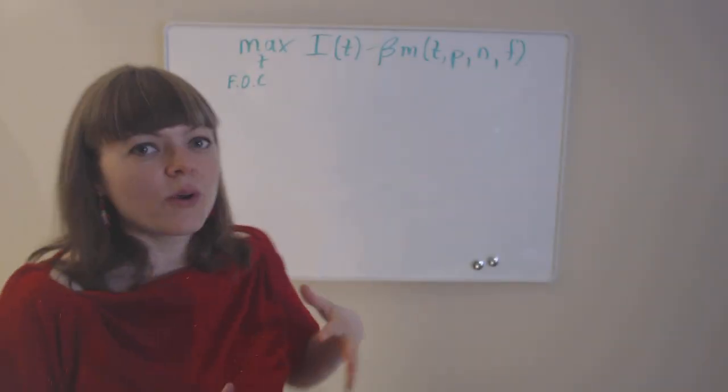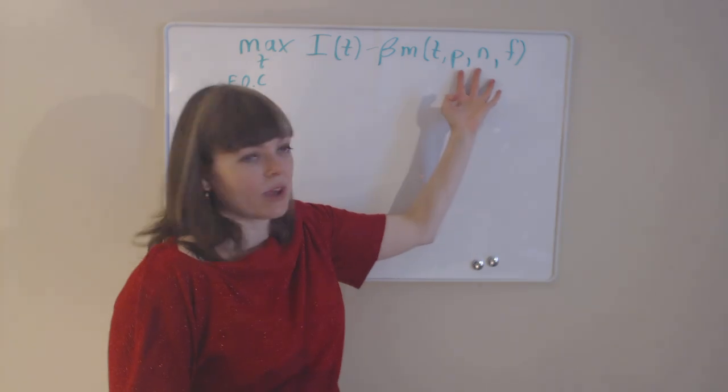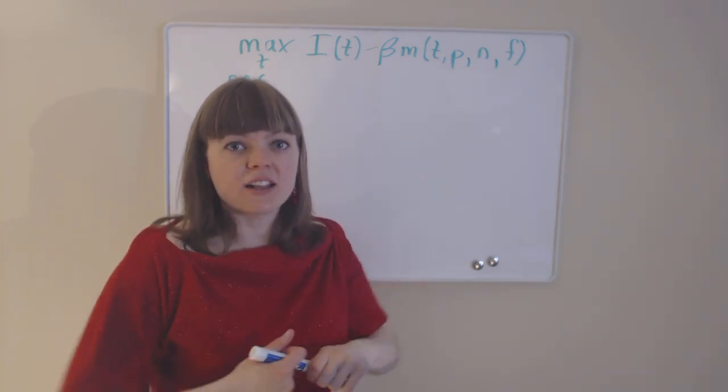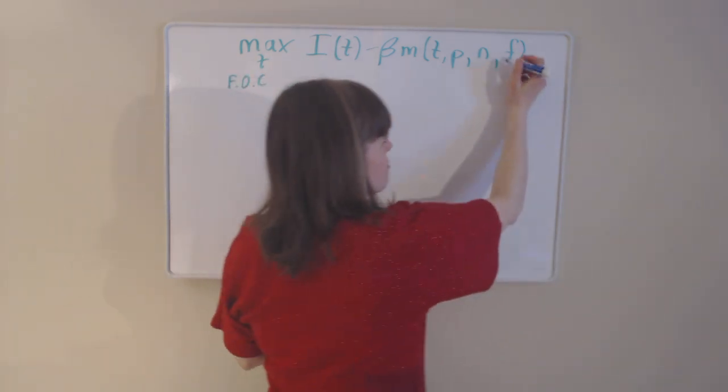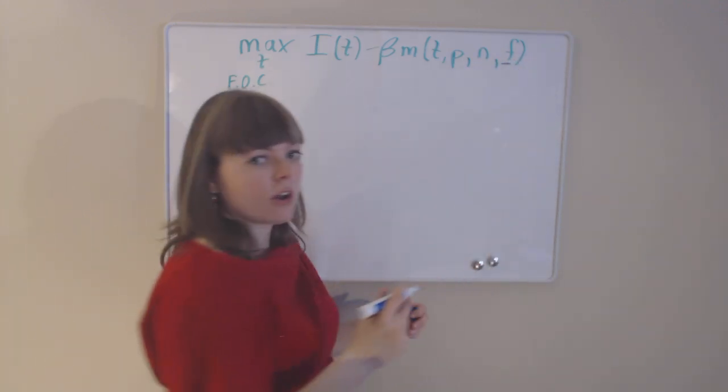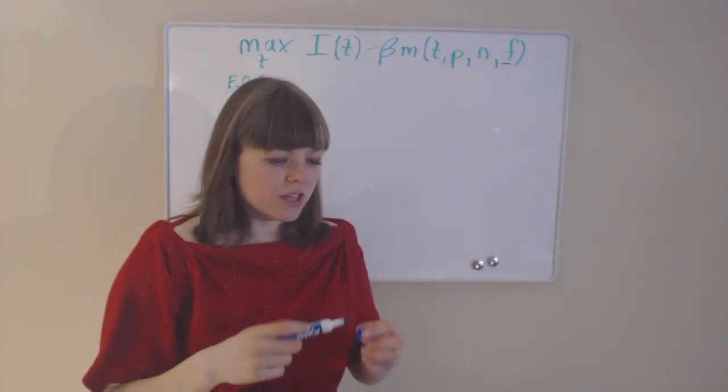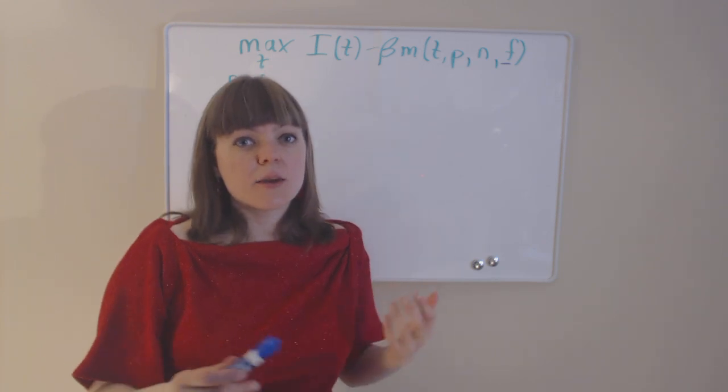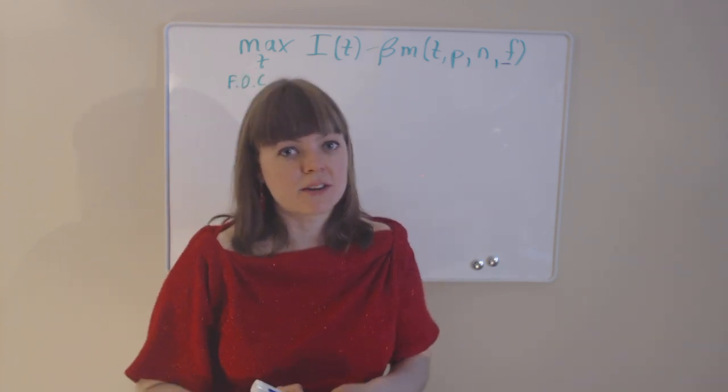Well, first of all, we want to know which of our exogenous variables, and we have 3 of them, we want to do comparative statics on. And let's just try mental focus. So we want to know, if we increase our mental focus, how will that change the number of tricks that we put into our routine?